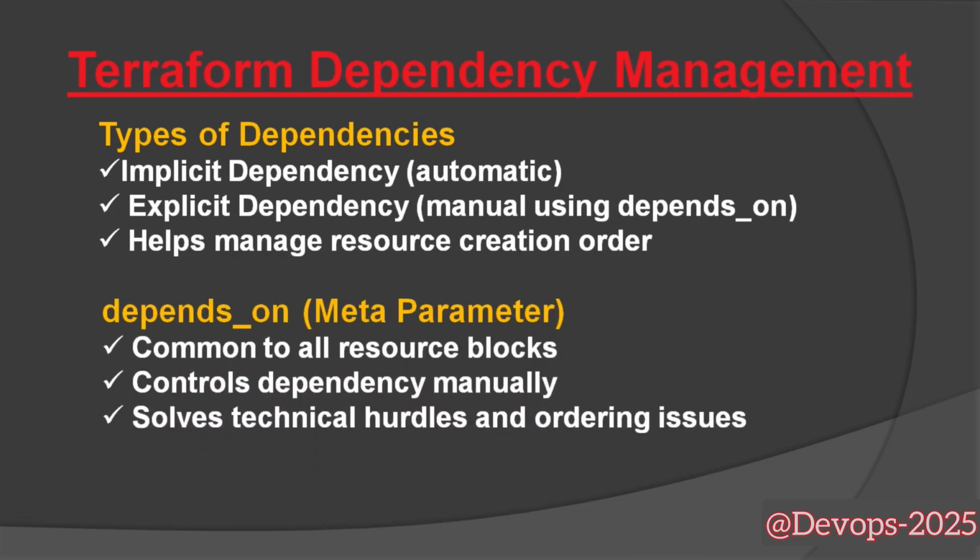Okay, now depends_on is actually called a meta parameter. Why? Because it can be used for any type of resource, not just EC2 or S3 bucket. Meta parameters are common to all the resource blocks in Terraform. So if you ever face any technical hurdles while managing the resource order, that's where meta parameters become super useful.